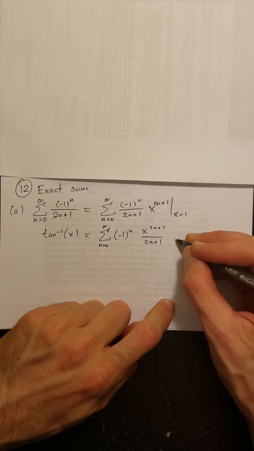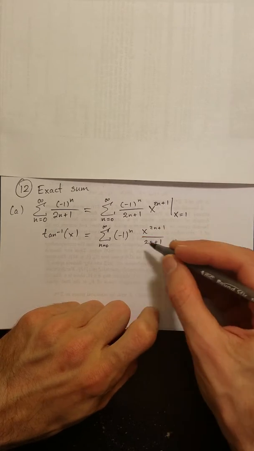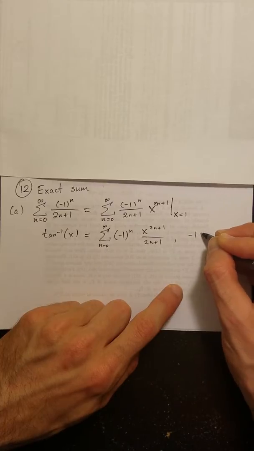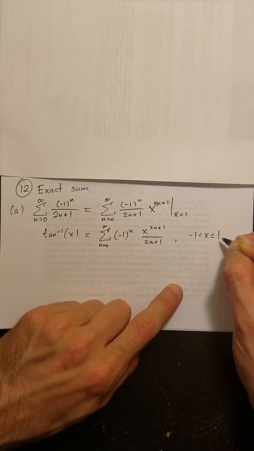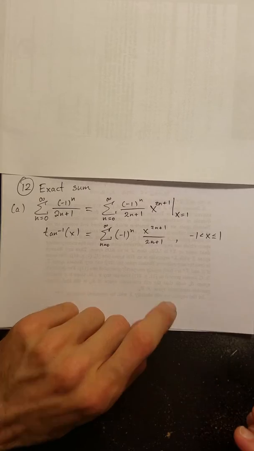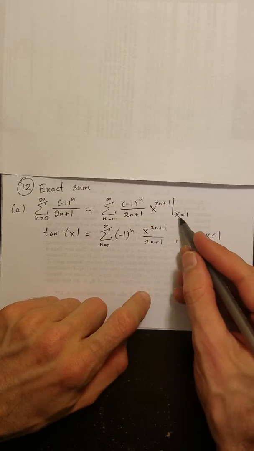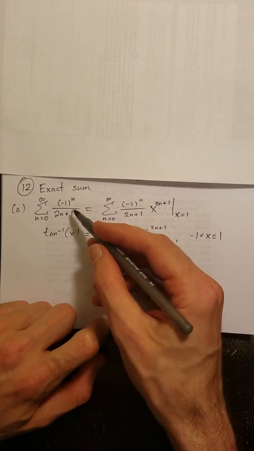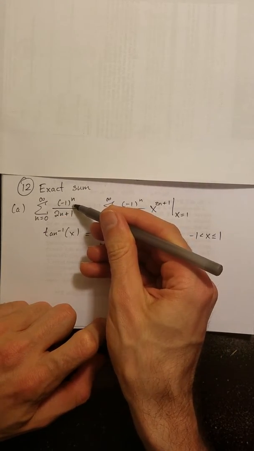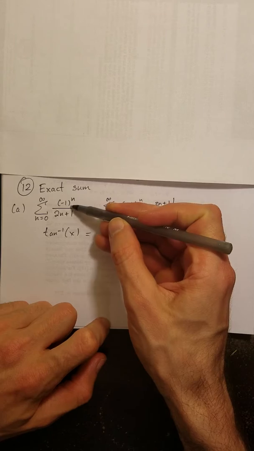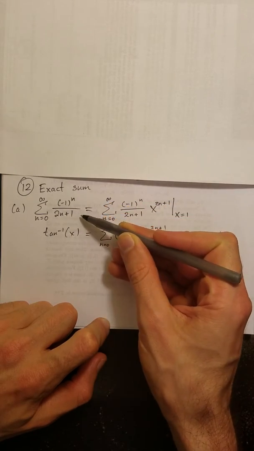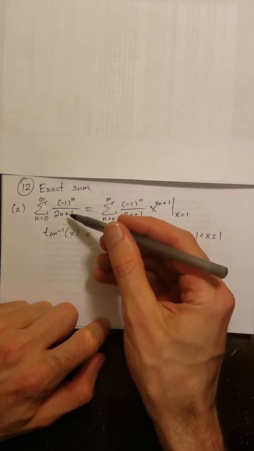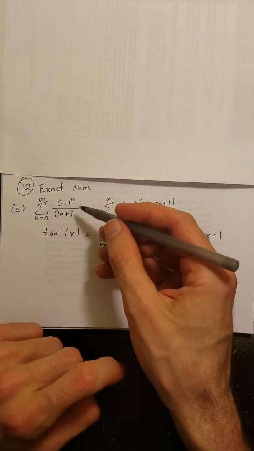So either way, we also have to recall that this series is convergent for the values of x between negative 1 and 1, including 1. So this formula is valid for x equals 1. And of course, from the beginning, we also notice that this is an alternating series. By the alternating series test, the absolute value of these terms is decreasing and also goes to 0. So it will be convergent.